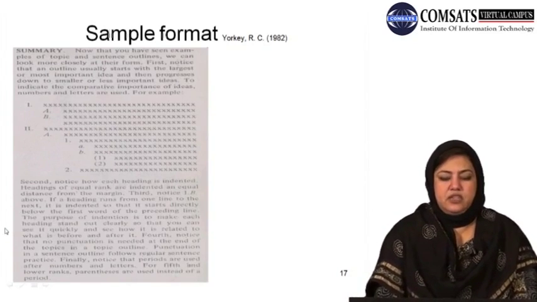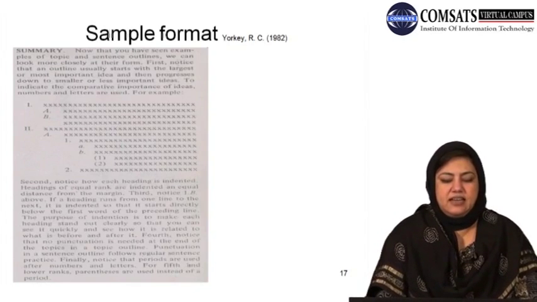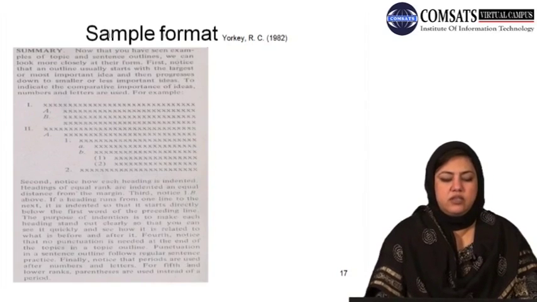The purpose of indentation is to make each heading stand out clearly so that you can see it quickly and see how it is related to what is before and after it.